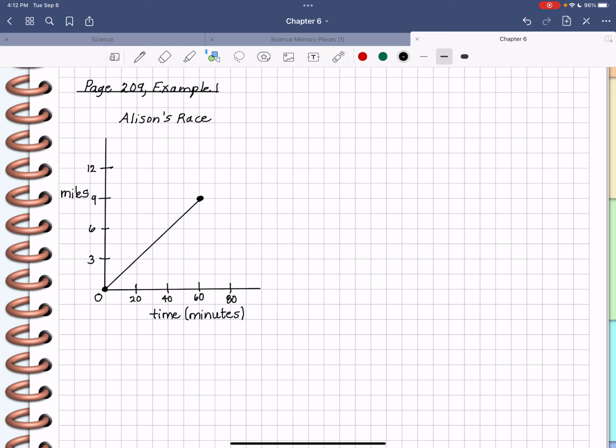Let me remind you of how that works. You would rise 9 miles and run 60 minutes. So the slope would be, just using rise over run, you rise 9 miles and you run 60 minutes.